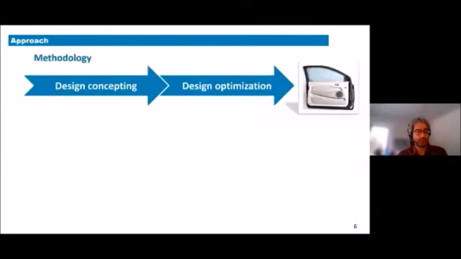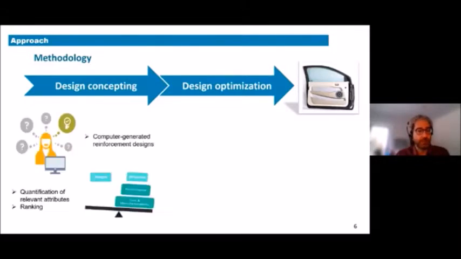So then the methodology, an overall overview here. In the design concepting phase, we will start not by drawing by hand, so to say, but use computer algorithms to generate some candidate reinforcement designs. And so we can easily reach 1,800 candidate designs.